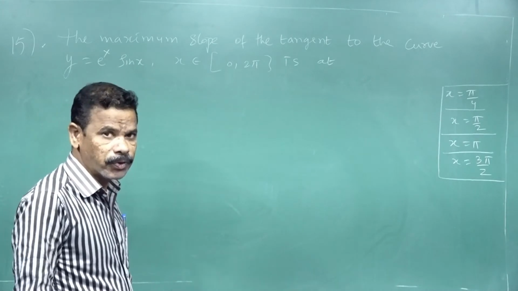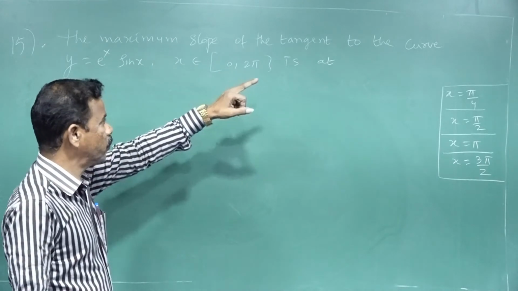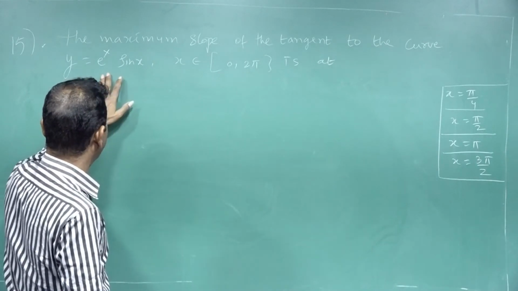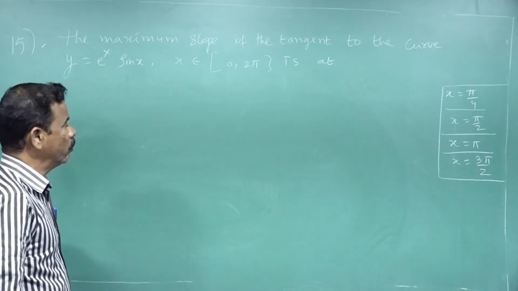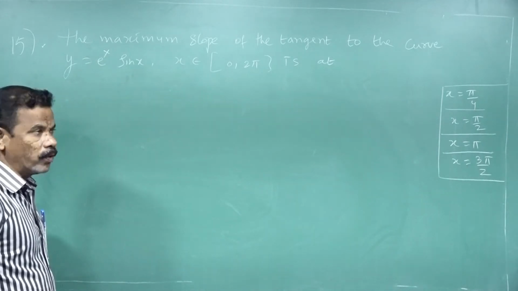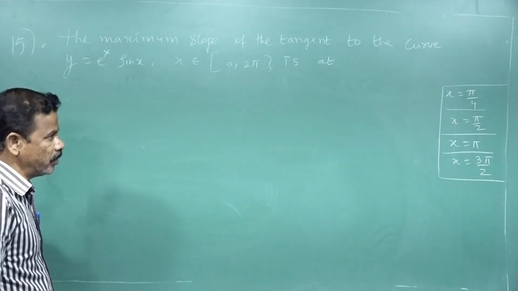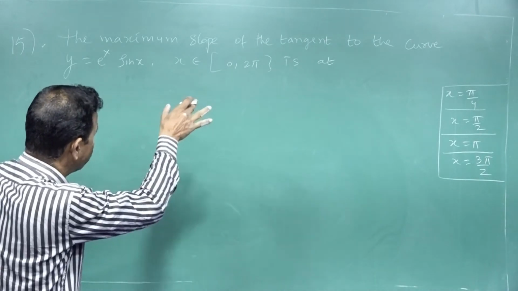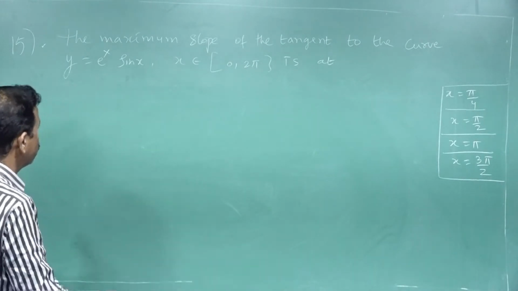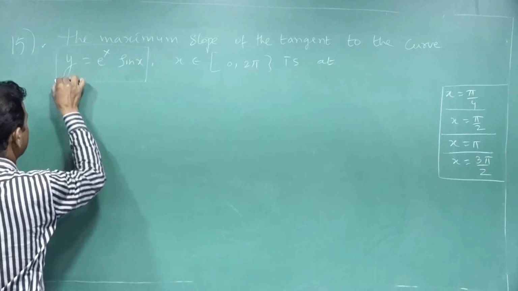Next, the 15th question. The maximum slope of the tangent to the curve y is equal to e power of x sin x in the closed interval x is equal to 0 to 5 pi is at. There are 4 options. Which option is suitable? Here, they are asking where the slope of the tangent is maximum. This is the function, which means it is the curve.